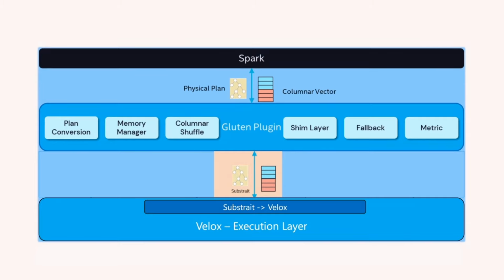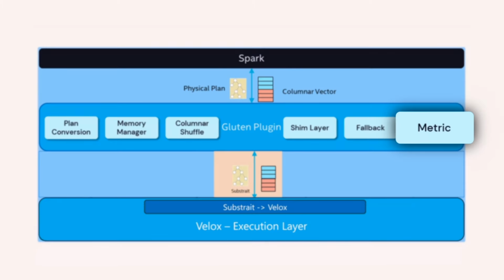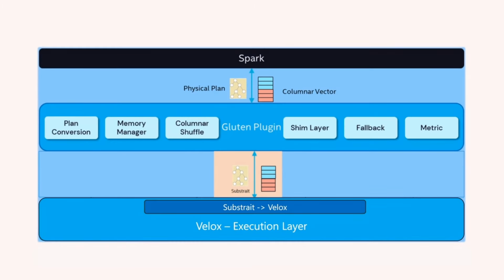And lastly, Gluten exposes a bunch of metrics related to operations that are executed in the native engine. These metrics are all visible in Spark UI and can give you a clear understanding of where your execution speed truly comes from. And Gluten is integrated with Spark via a plugin, which is initialized in the driver and in all the executors on startup.